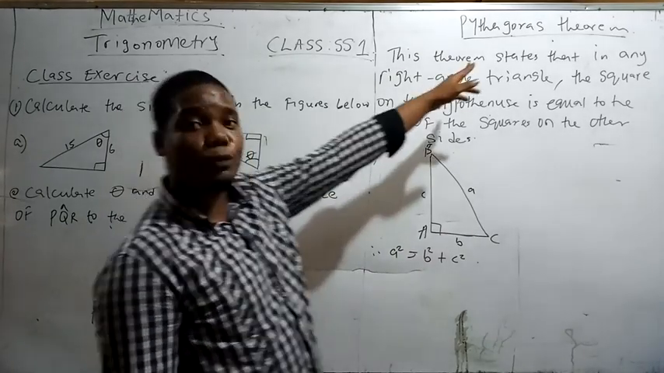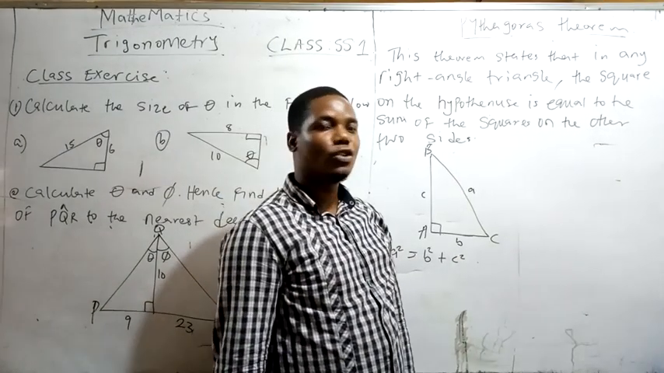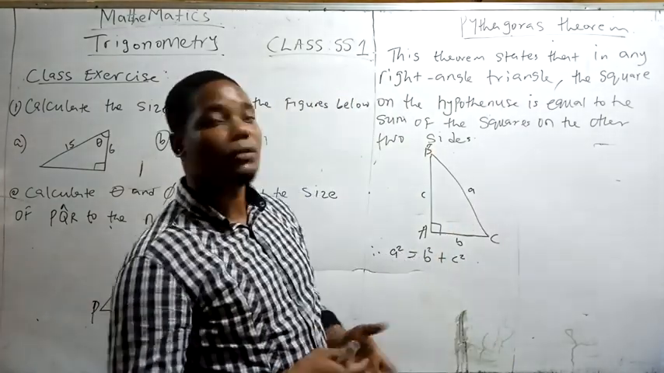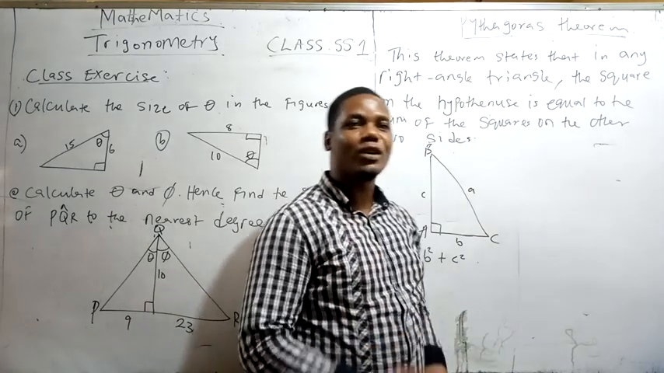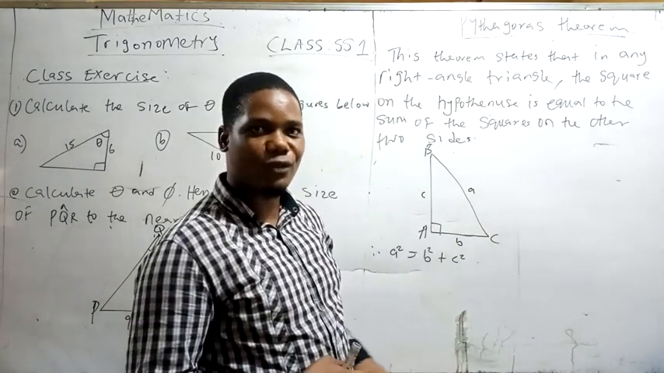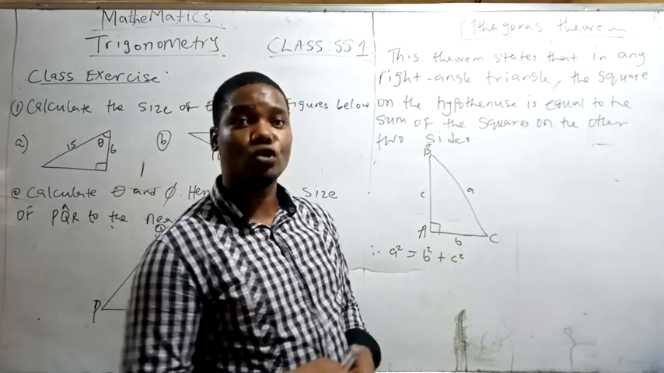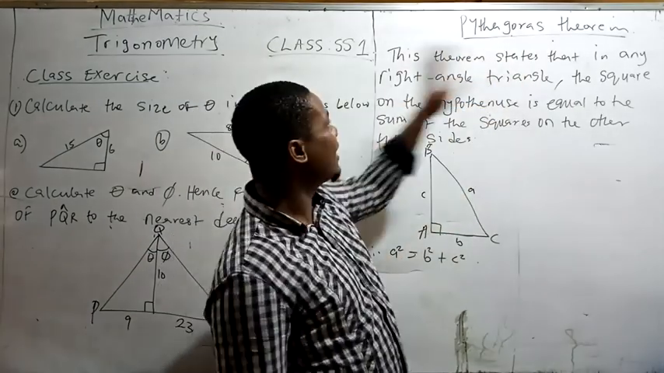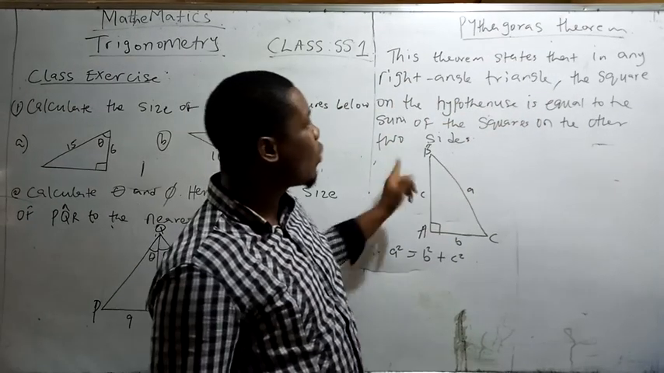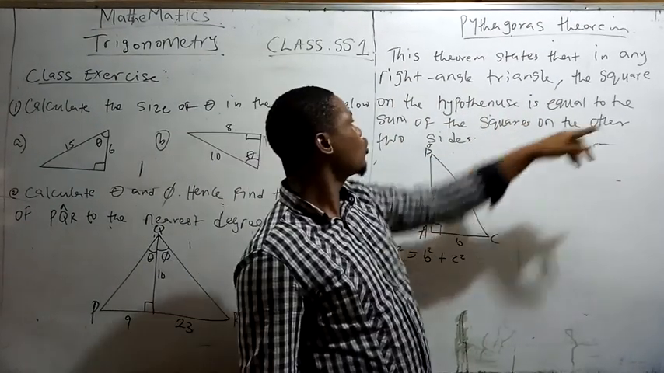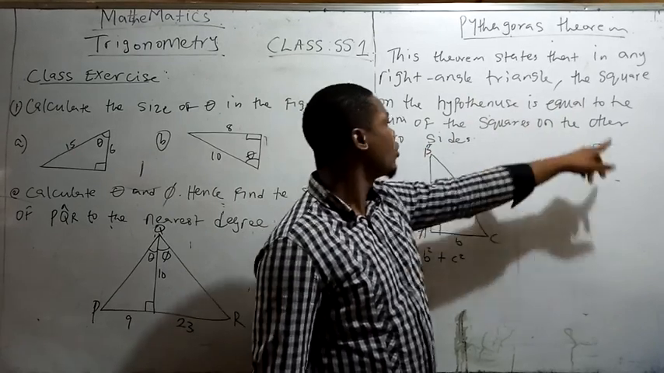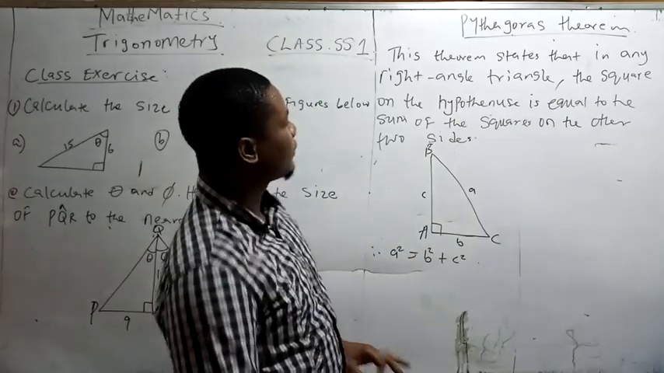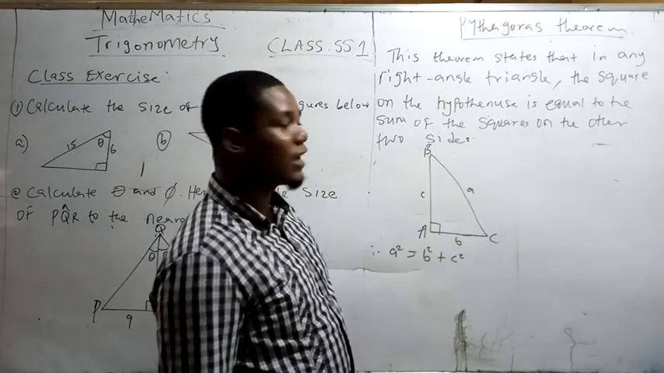We look at another subtopic under trigonometry. You can't discuss trigonometry without coming back to Pythagoras Theorem. This Pythagoras Theorem is what we've been dealing with, some of us from basic school, primary 5 or 6, and in JS2. Now, it's a theorem. This theorem states that in any right angle triangle, the square on the hypotenuse is equal to the sum of the squares on the other two sides.